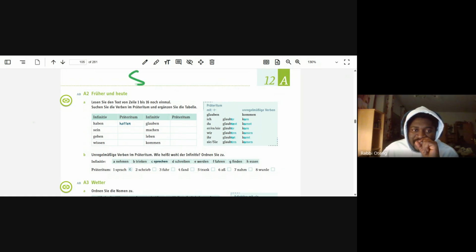For kommen, it's ich kam. We say ich kam gestern. I came yesterday. So with the irregular verbs, not all of them end with e in the Präteritum. When it's ich kam, I came is ich kam. You don't say ich kame gestern.